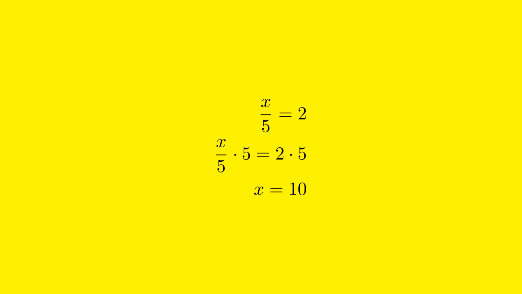On the left-hand side, we have x divided by 5. Multiplying this term by 5 cancels out the division by 5, leaving us with just x. On the right-hand side, we have 2. Multiplying 2 by 5 gives us 10. Therefore, the expression is now x equals 10. This completes step 2, which is also the final step. We have successfully solved for the variable x.